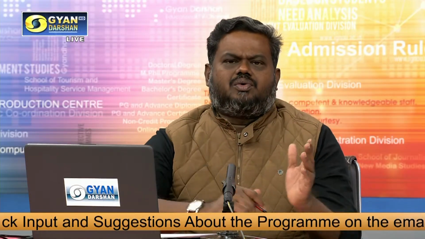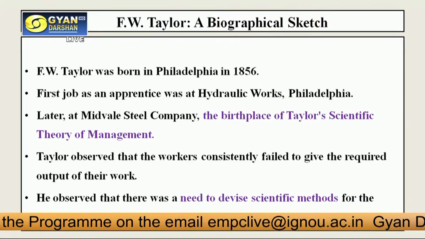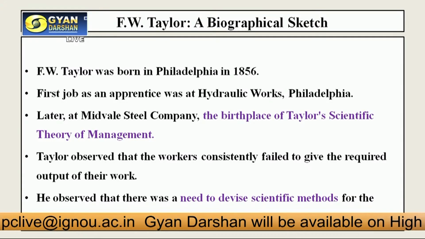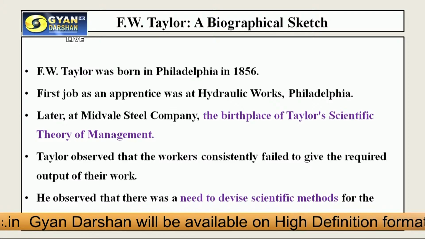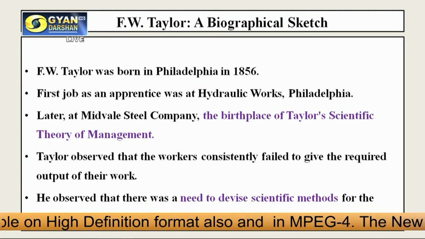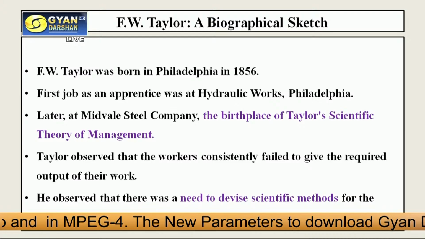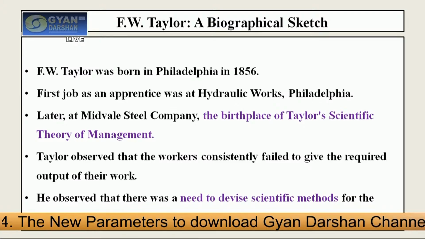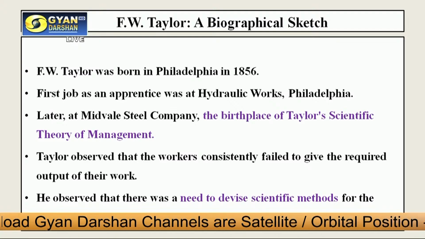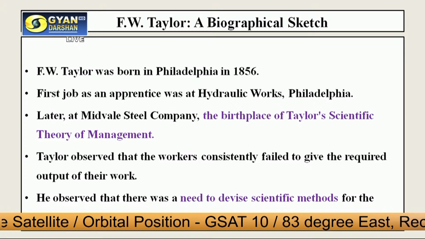Now before going into the theory, first we will understand a biographical sketch of F.W. Taylor. He was born in Philadelphia, Pennsylvania in 1856. His first job was as an apprentice in a hydraulic works company in Philadelphia. Later he moved to the Midvale Steel Company, where Taylor worked in various capacities: as a laborer, a gang boss, a research director, and a chief engineer.